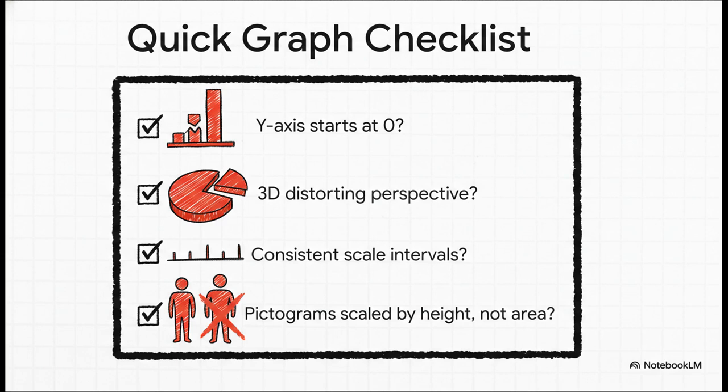And for any graph you come across, just keep this quick checklist in your back pocket. First, always check that y-axis. Does it start at 0? Second, be really wary of 3D effects. They distort perspective and make things in the front look way bigger than they are. Third, just make sure the numbers on the scale are consistent. And finally, if they're using little pictures, check that they're scaled by height, not by area, which can massively exaggerate the differences.